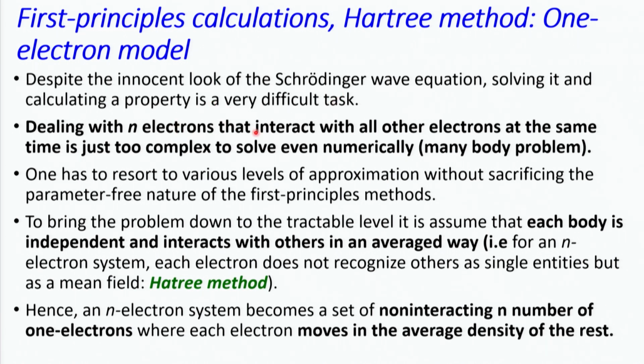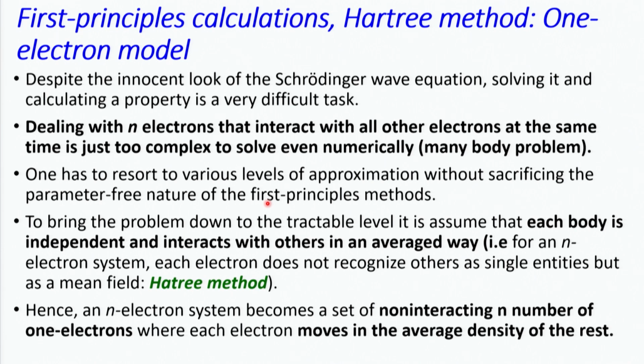Okay. Dealing with n electrons that interact with all other electrons at the same time is just too complex to solve, even numerically. Okay, which is a kind of many body problem. It behaves like a crowd. In a crowd, it's very difficult to describe if all of them are interacting at the same time. So one has to resort to various levels of approximation without sacrificing the parameter-free nature of the first principle method.